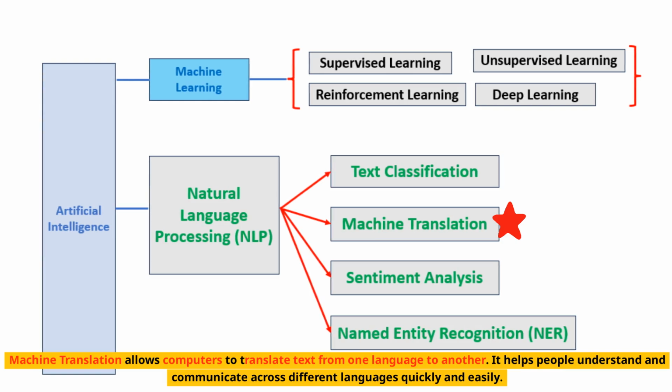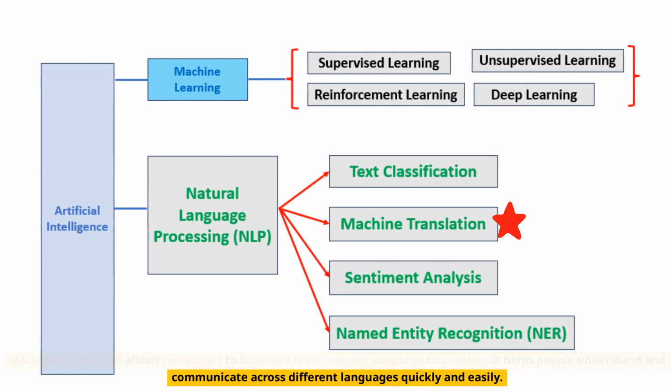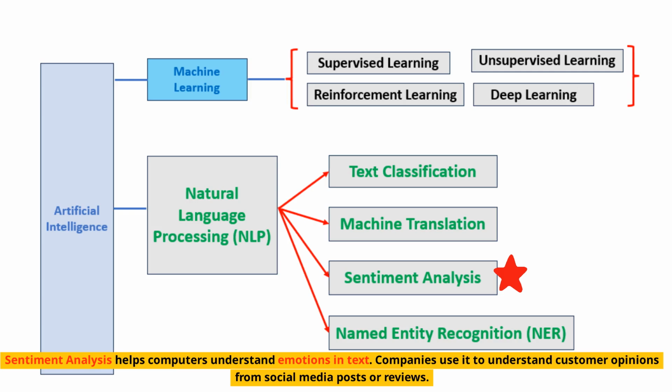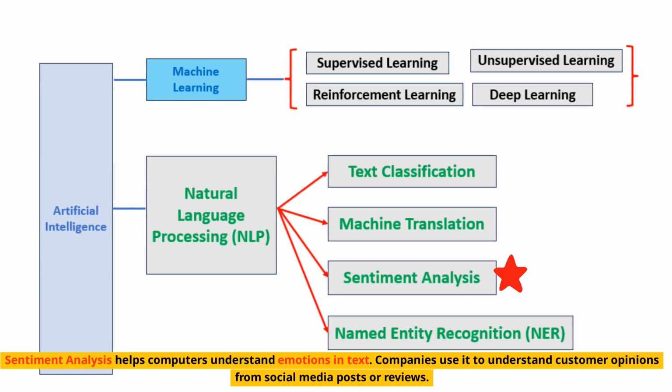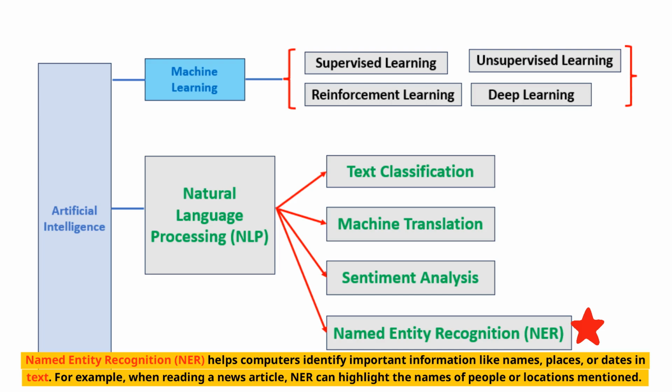Machine translation allows computers to translate text from one language to another. It helps people understand and communicate across different languages quickly and easily. Sentiment analysis helps computers understand emotions in text. Companies use it to understand customer opinions from social media posts or reviews.